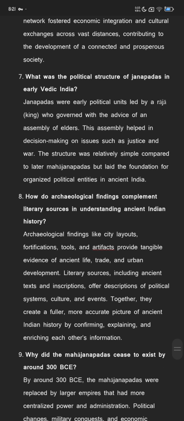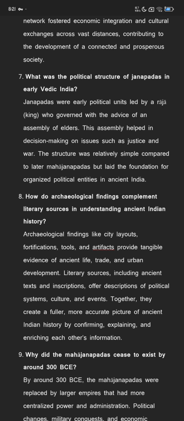What was the political structure of Janapadas in early Vedic India? Janapadas were early political units led by a Raja, that is king, who governed with the advice of an assembly of elders. This assembly helped in decision making on issues such as justice and war. The structure was relatively simple compared to later Mahajanapadas, but laid the foundation for organized political entities in ancient India.